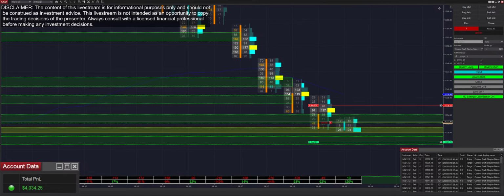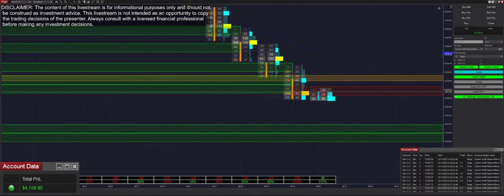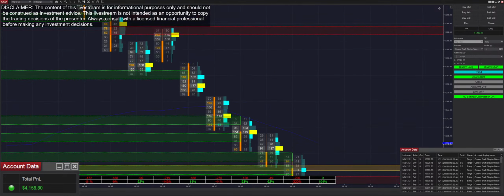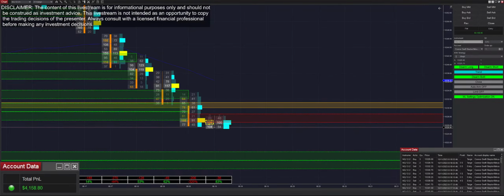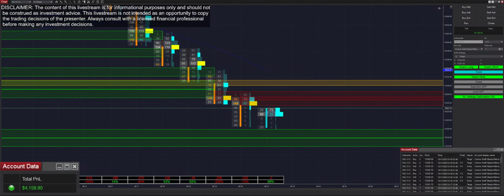Just got filled short here. This might be a little difficult to get filled, but we'll see. All right, there we go. Another dub. We're at $4,100 on the day now. Our first red since all the way up here. First red support level there was formed, but we blew right through that.